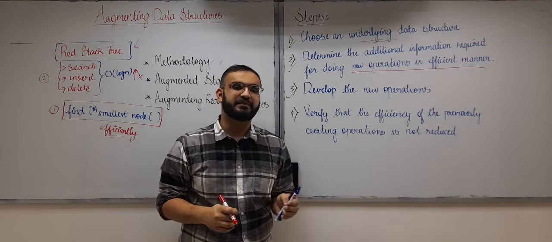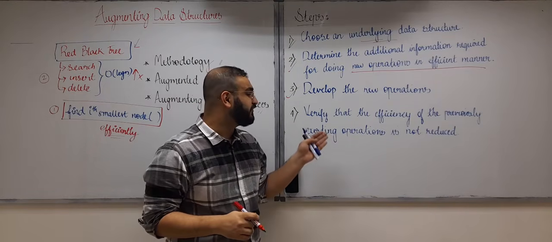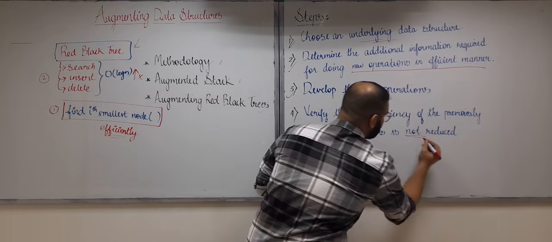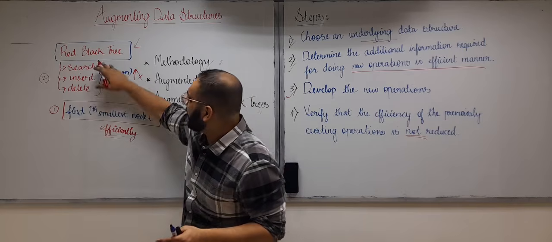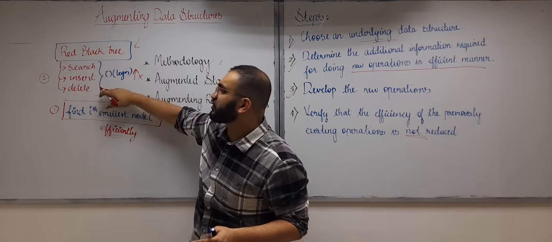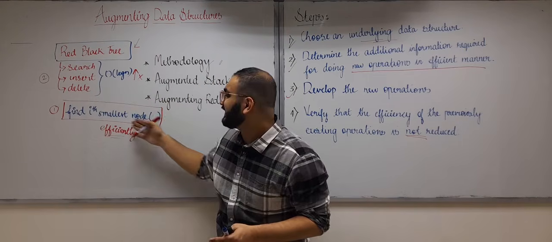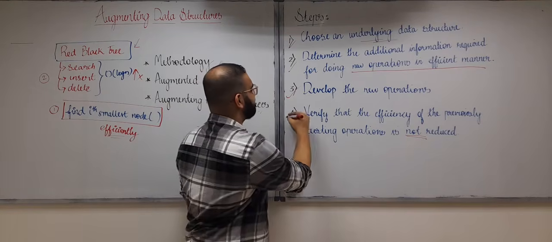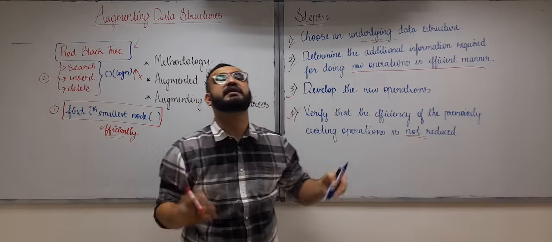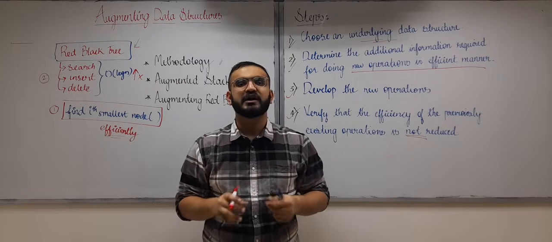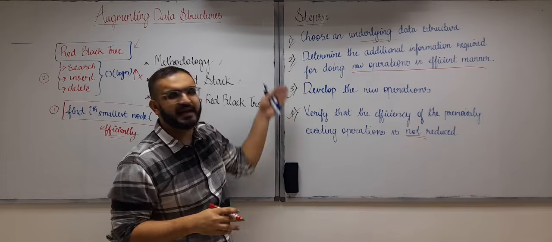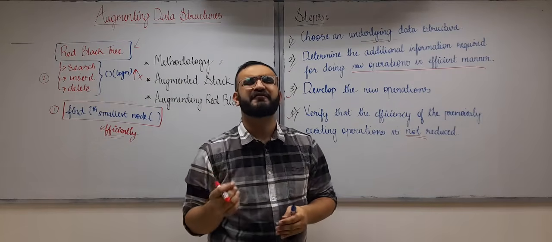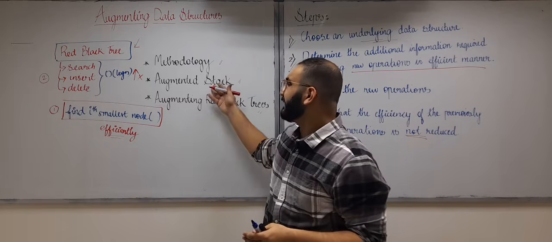And in the fourth step, we need to verify that the efficiency of the previously existing operations is not reduced. The efficiency of the already existing operations should not go down when we add this new operation in our data structure, right? So this is something that we need to verify after we have completed the first three steps, right? So I hope you have also understood the steps that we need to follow in order to augment a data structure.